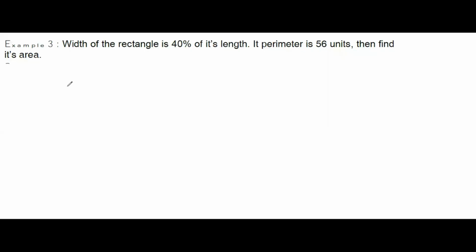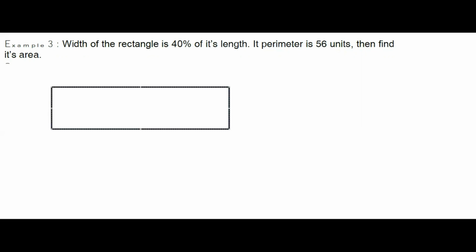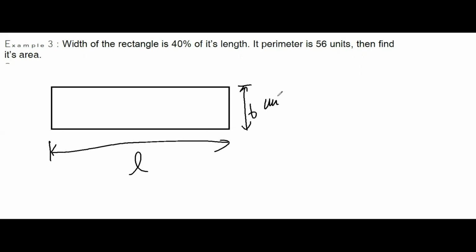So example number 3, percentage chapter. Okay, the width of a rectangle is 40% of its length. So one relation is given to me of this particular rectangle. This is a rectangle. The rectangle is made up of length and breadth. It says width. This is also called width. So width of the rectangle.